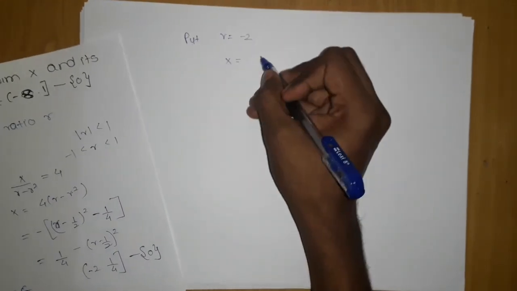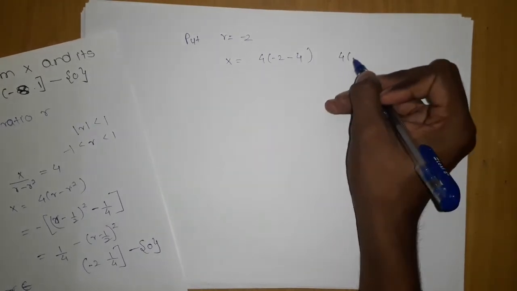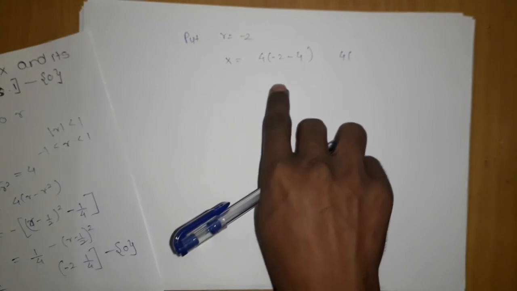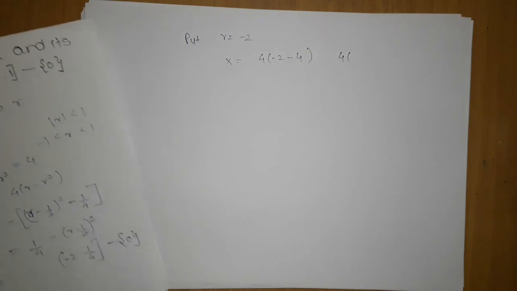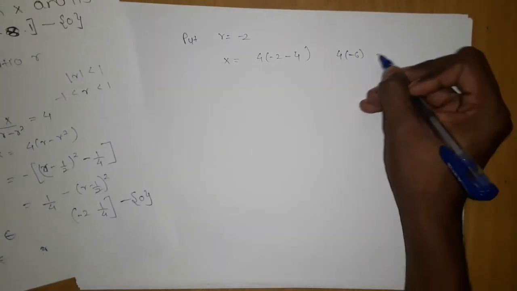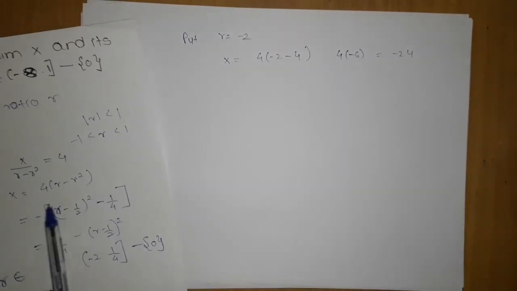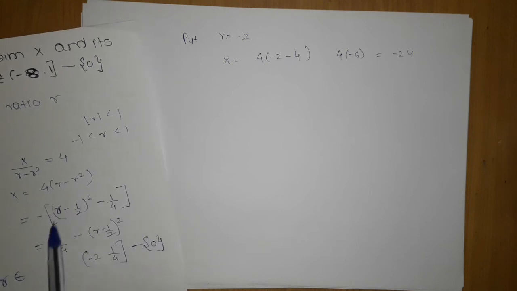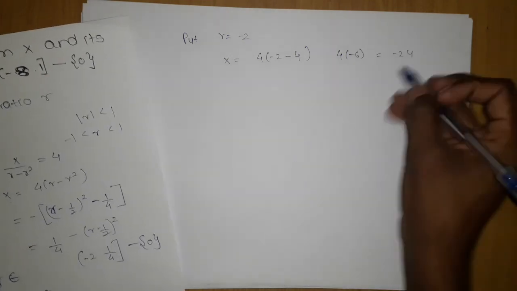What do you get? x you get 4 into minus 2 minus into 4, which is nothing but 4 into minus 2 into 4. Okay, 4 into 6 minus 6, you are getting 4 into minus 6, minus 24, if I am right. Here it is x equals 4 times r minus r square. So minus 2 minus 4, minus 6, minus 24.